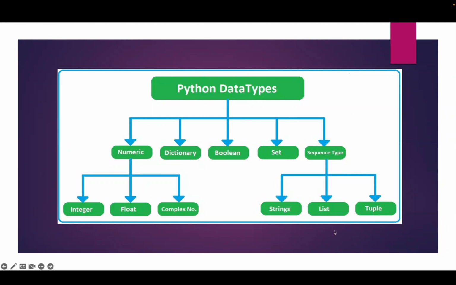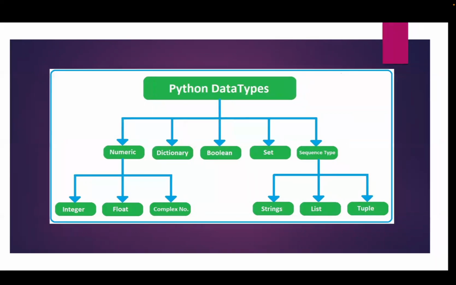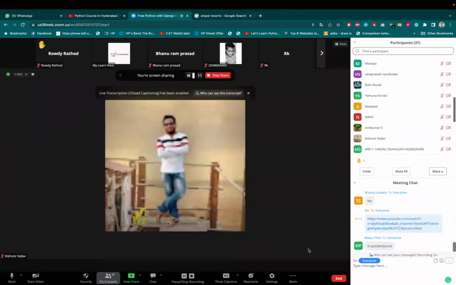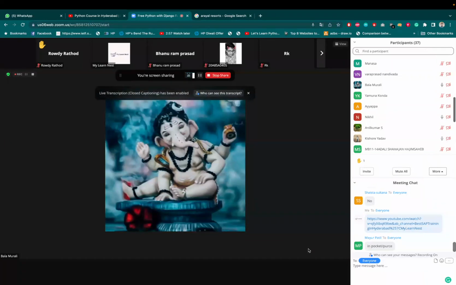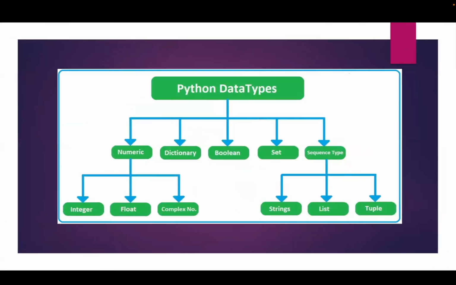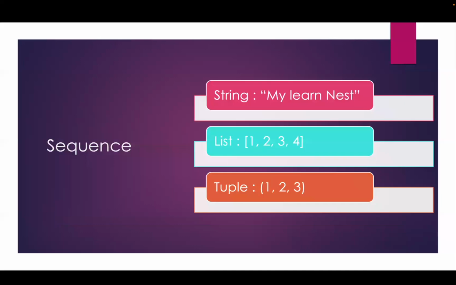So what is a sequence? A sequence is in order, right? It is a continuous series of data, like 1, 2, 3, 4. I'll come to the first data type, string.